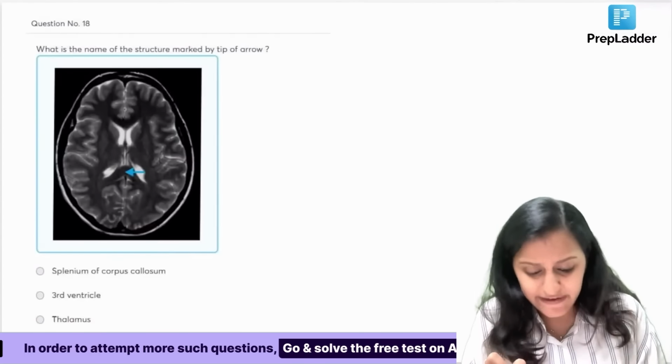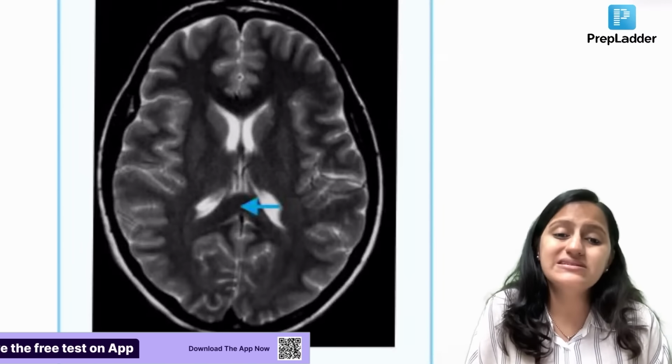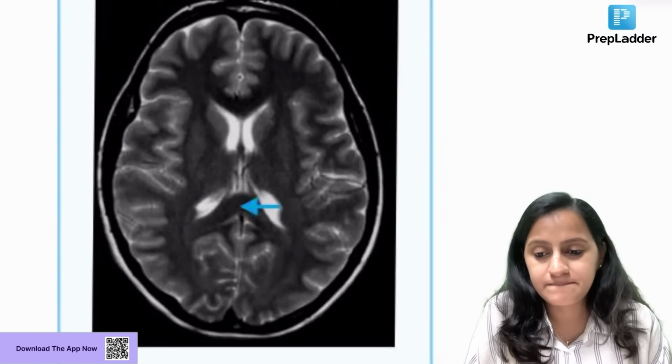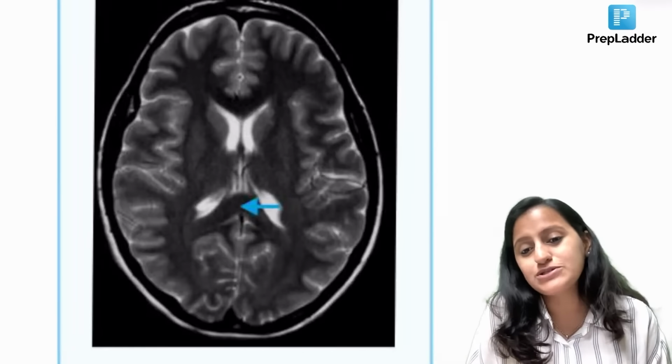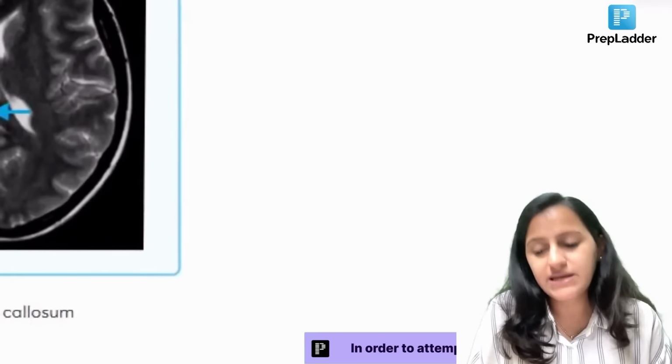Okay, guys. What do you think? This is third ventricle. See, think logically. The first option you rule out is third ventricle. Why? Okay, in the test, the arrow was not present. So let me check that and ask the team to get it rectified. Question number 18.